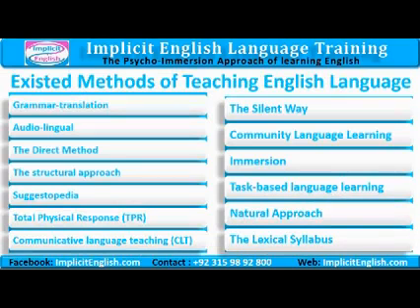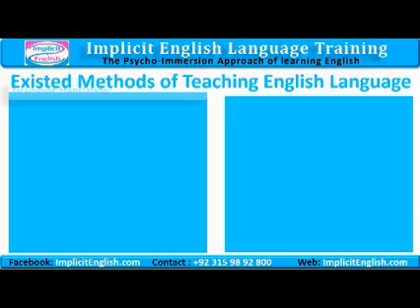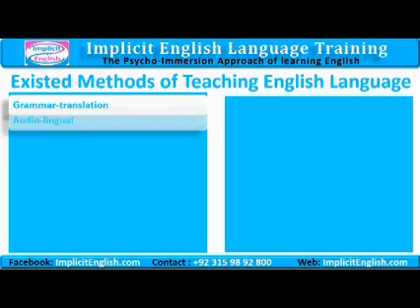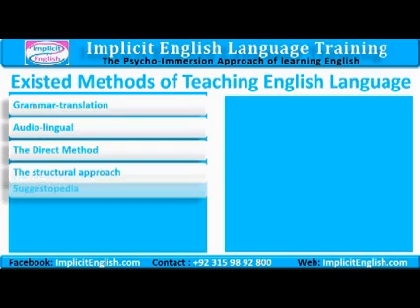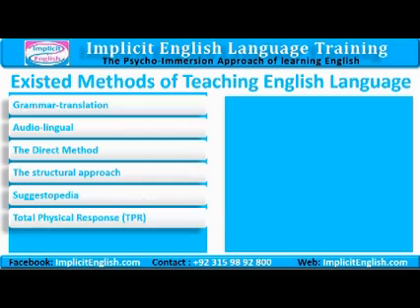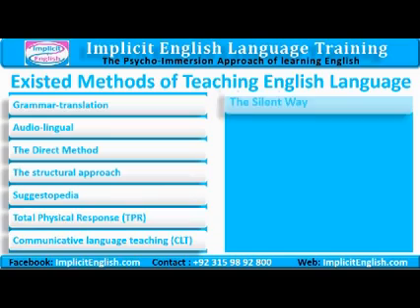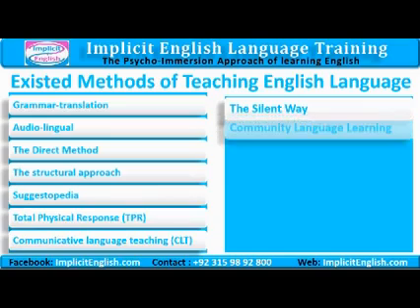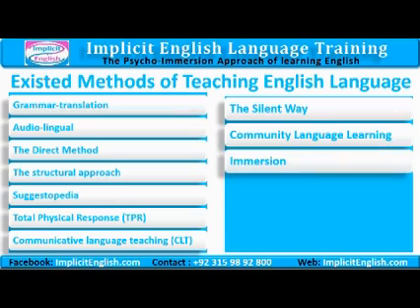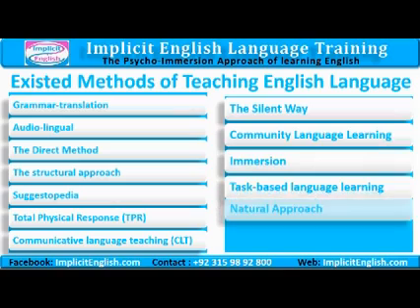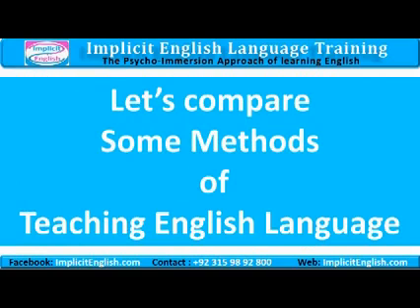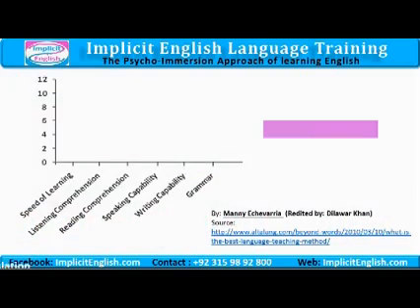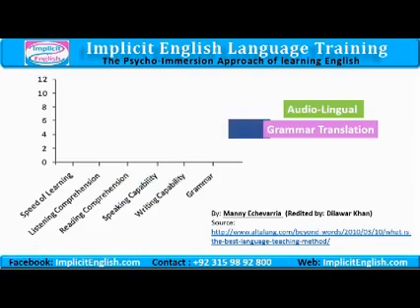This is a list of the most famous existing methods of teaching English language. Grammar translation, audiolingual, the direct method, the structural approach, suggestopedia, total physical response (TPR), communicative language teaching (CLT), the silent way, community language learning, immersion, task-based language learning, natural approach, the lexical syllabus. Let's compare some of them and see the results. Here we will compare only 3 of them: the grammar translation, audiolingual, and the direct method of teaching English language.